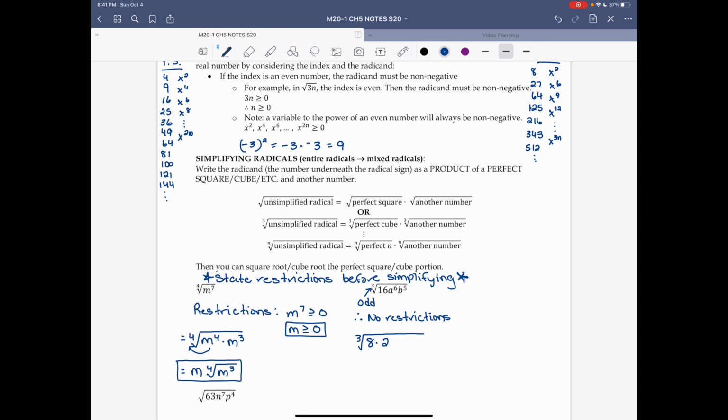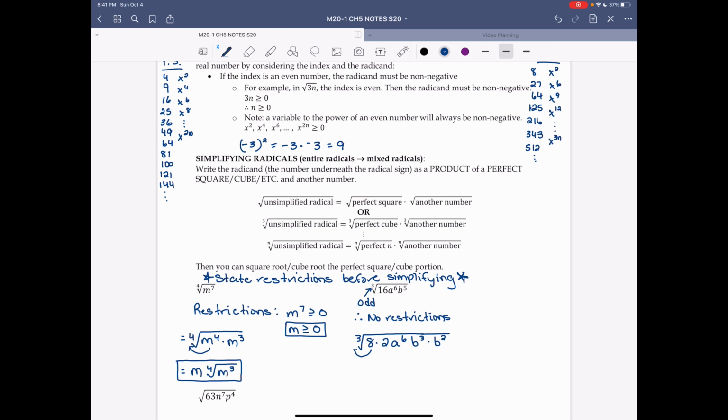Then we have a to the 6. Because 6 is divisible by 3, we can leave it as a to the 6. We want our exponents on our variables to be divisible by the index. B to the 5, we need to split up into b to the 3 times b to the 2.